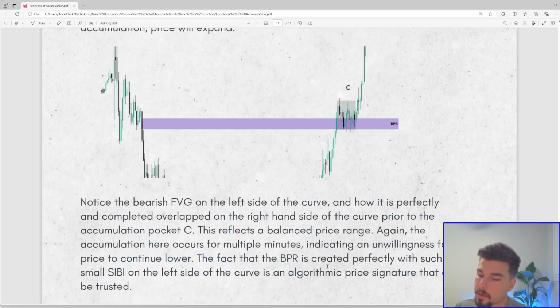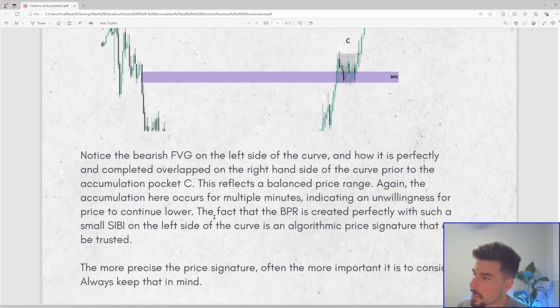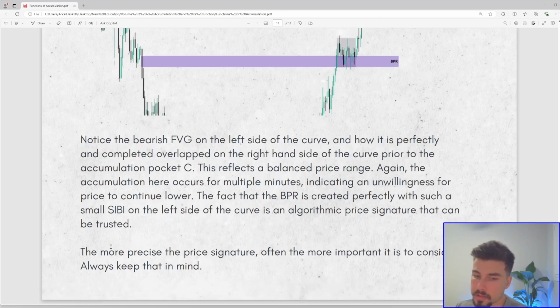The fact that the BPR is created perfectly with such a small sell side imbalance, such a small imbalance. The fact that we create that perfectly and mirror that on the other side and accumulate there, that says something to me, right? This is an algorithmic price signature that should be trusted and has high probability to move higher. Really important, right? Really important. The more precise the price signature, often the more important it is to consider.